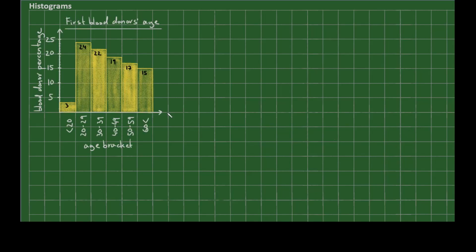Here we have a histogram based on the data obtained from the Australian Red Cross for the year 2022. It shows the percentage of the first blood donors based on their age. People under 20 represent 3% of the first blood donors, whereas those who are between 20 and 29 years old represent 24% of the first blood donors, and so on.